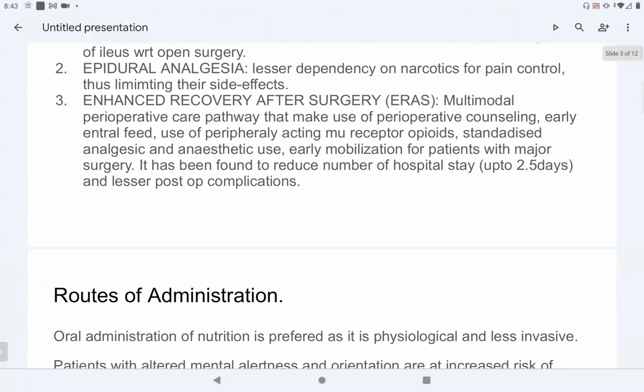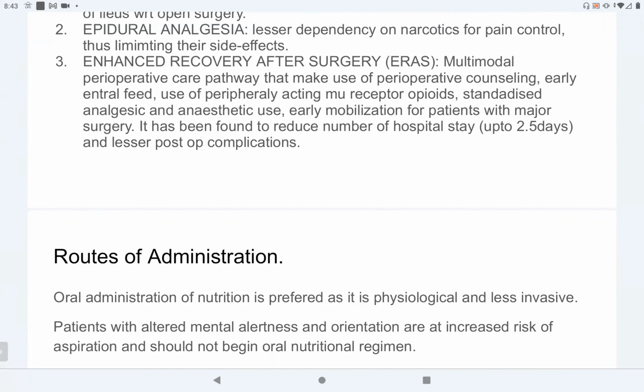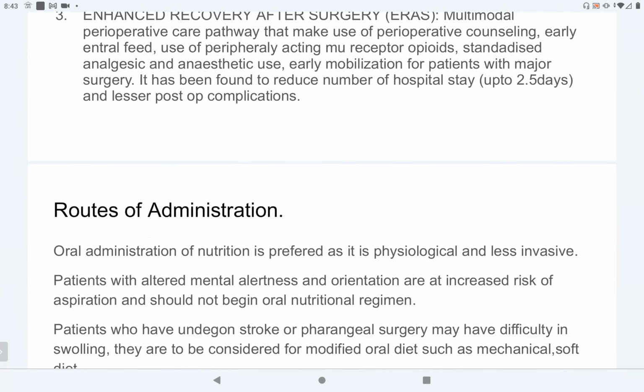Enhanced recovery after surgery is a multimodal perioperative care pathway that makes use of perioperative counseling, early enteral feed, use of peripherally acting mu receptor opiates, standardized analgesic and anesthetic use, and early mobilization of the patient with major surgery. It has been found to reduce hospital stay by up to 2.5 days and lead to fewer post-operative complications.